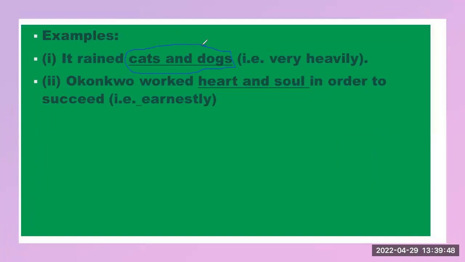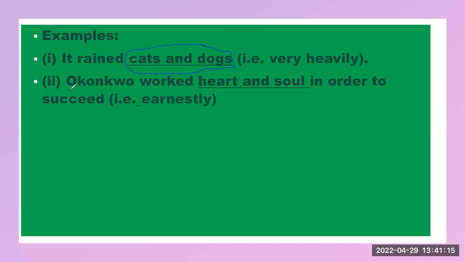Of course, it is an idiomatic expression, if you like, all right, because it expresses an idiomatic meaning. So the expression cats and dogs, which is an idiomatic expression, actually constitutes an adverb phrase whose meaning is very heavily. It rained very heavily. Yeah, and when we use this expression, it rained cats and dogs, the group of words cats and dogs form an adverb phrase.